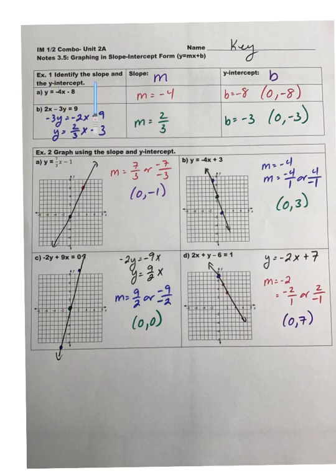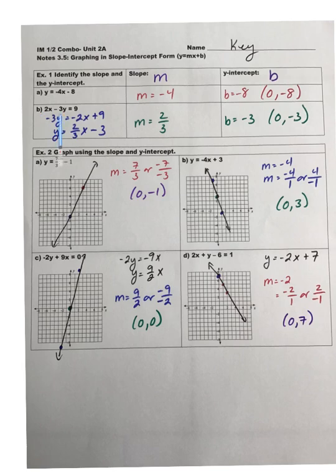So for this example, we're just going to identify the slope and the y-intercept. So a, y equals negative 4x minus 8. So m is our x coefficient, so our slope is negative 4. The constant is the b, so b equals negative 8, which means our y-intercept is the point (0, -8). Yes, you must write it as a point.